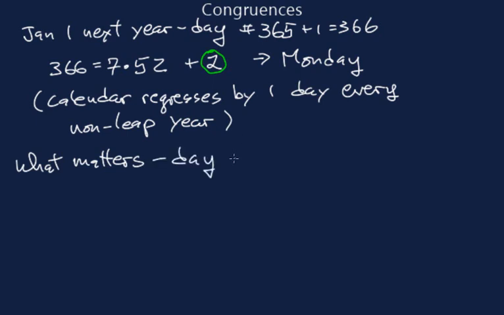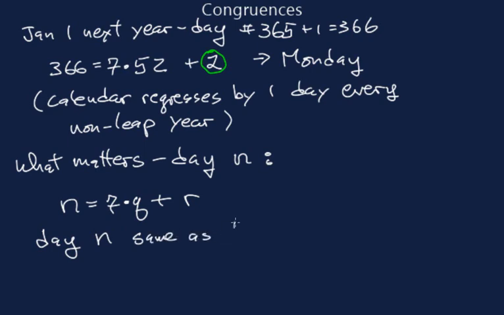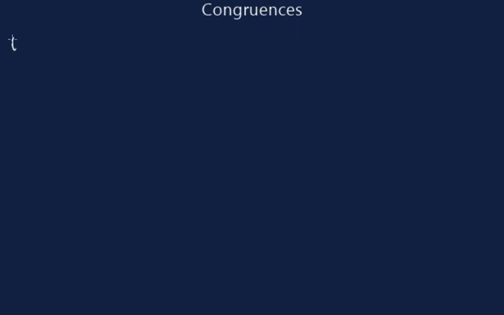So as I said, what matters if you want to know the day of the week of day n is you do the division algorithm. You write n is 7q plus r, and r is what matters. The day n is the same as day r, because they differ by a multiple of 7. And in the division algorithm, you can arrange that r is between 0 and 6. And 0 through 6, that's 7 numbers. Those are the 7 days of the week.